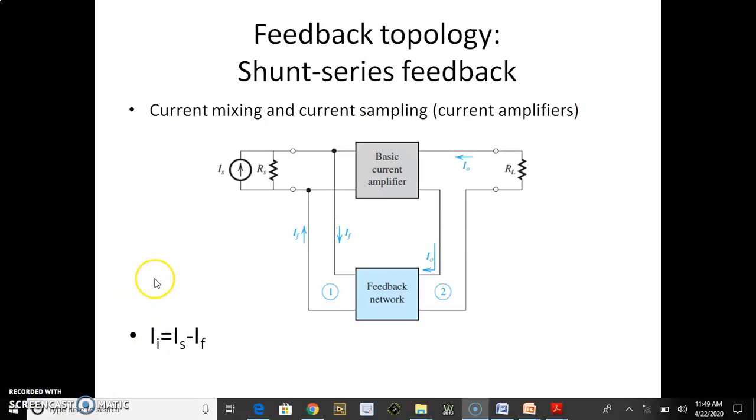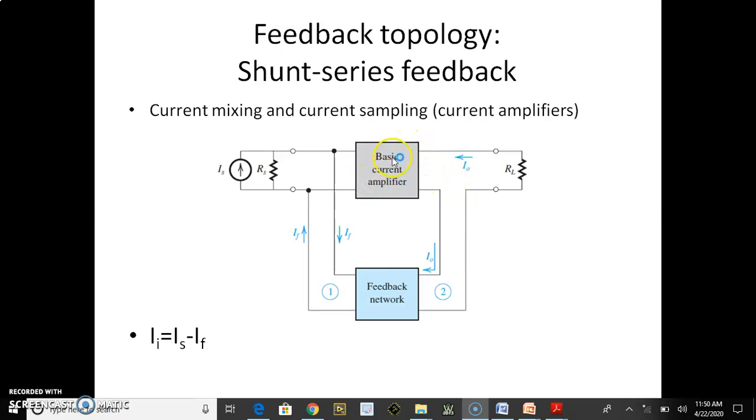Now we will see another type of feedback topology, which is called shunt-series feedback. Why it is called shunt-series is because at the input side you have a shunt connection, and at the output side you have a series connection. Since we are sampling the current, it is in series, and since we are adding the current, it is in parallel. So it is called current mixing and current sampling. You are mixing the current at the input and sampling the current at the output.